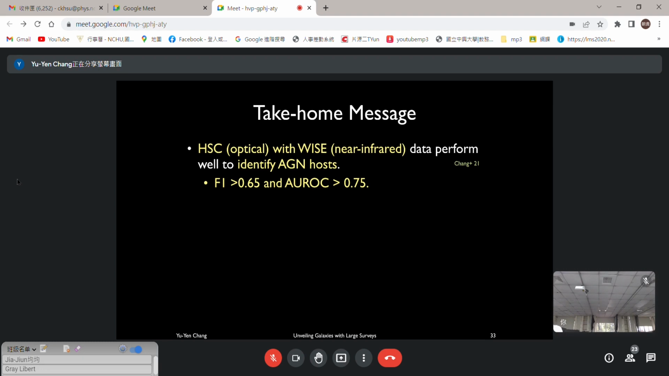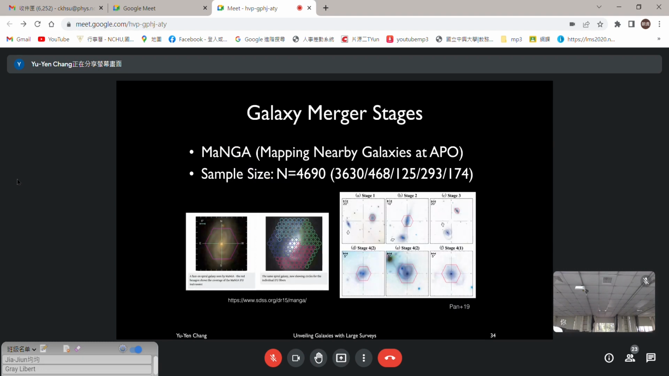Another project we did recently is to identify galaxy merger stages. In this work, we use MaNGA data, which is IFU data belonging to the SDSS survey. In previous work by Pan et al. 2019, they visually classified galaxies, merger galaxies, in different stages.